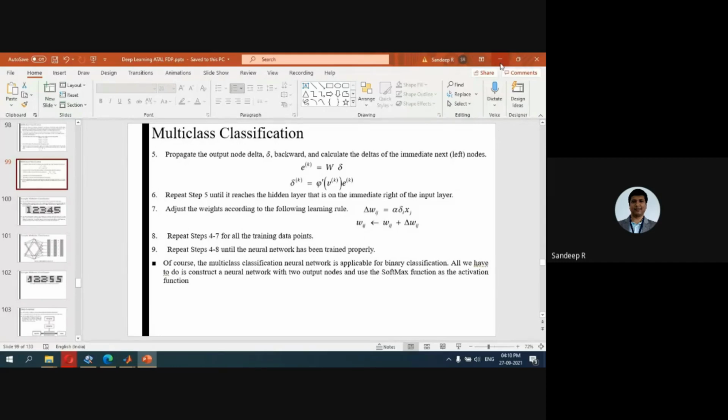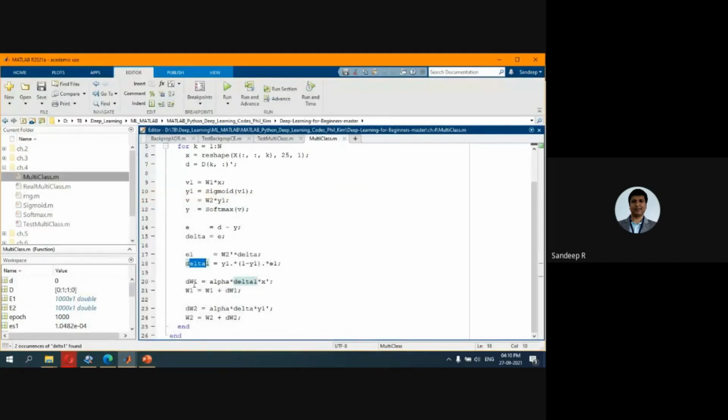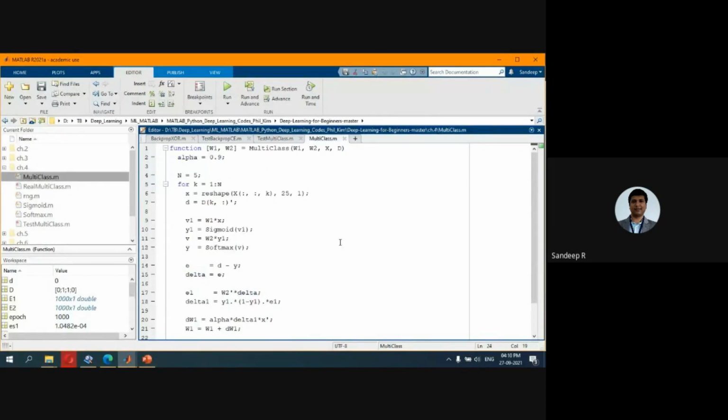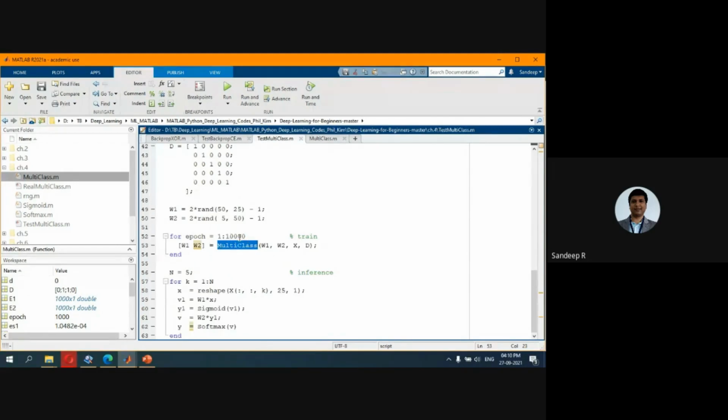So weight updation would happen. Weight updation is happening between the input layer and hidden layer, and between the hidden layer and output layer, and we run this as long as the epoch is called, so 10,000 epochs. Now we have a trained neural network.